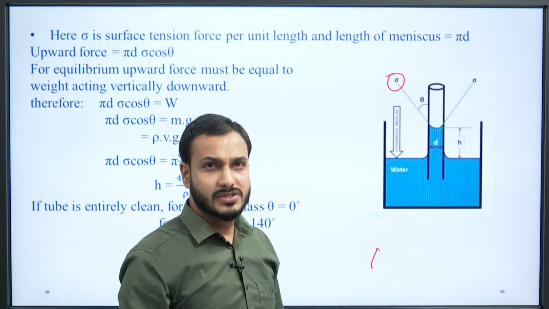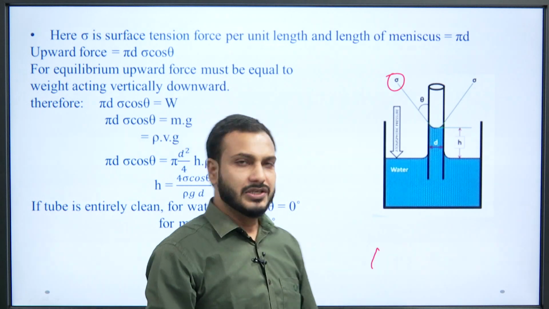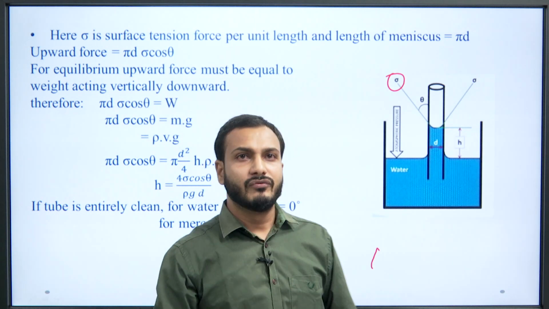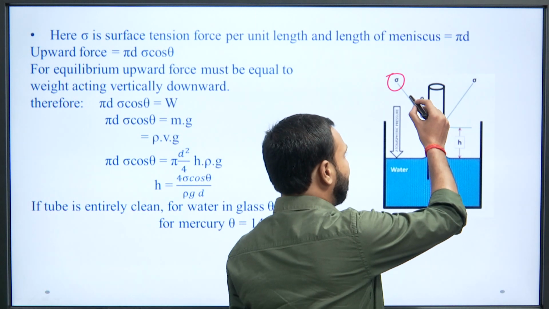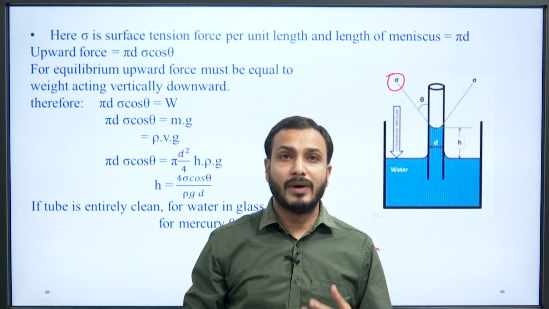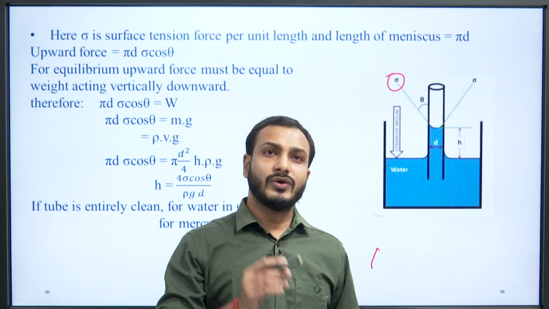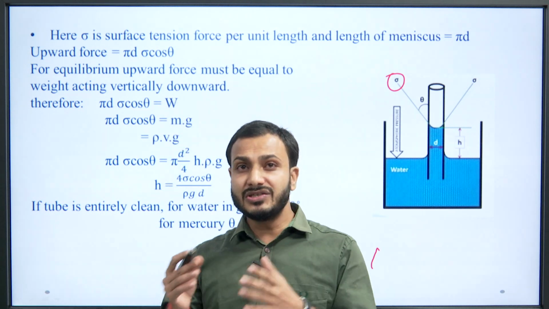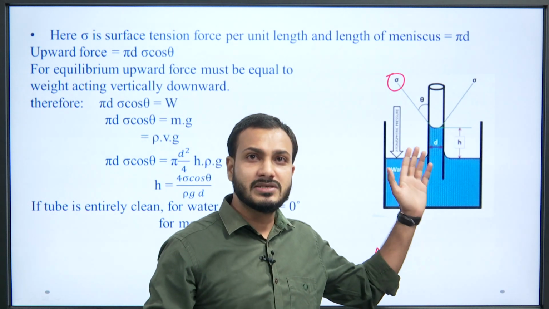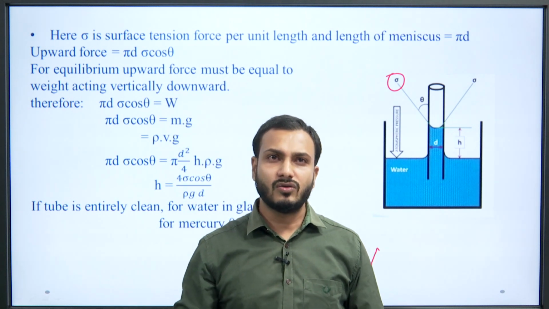The upward forces must be equal to the downward forces for the equilibrium condition. Therefore, considering the upward forces, sigma acting at the angle theta will give the upward force pi d sigma cos theta. Why is pi d multiplied? Because we have considered sigma, the tension force, per unit length, and here the length is the meniscus. So, we have taken the upward force as pi d sigma cos theta.